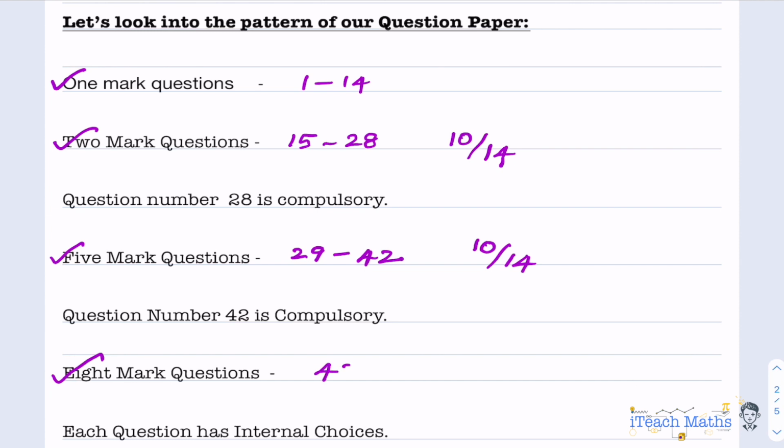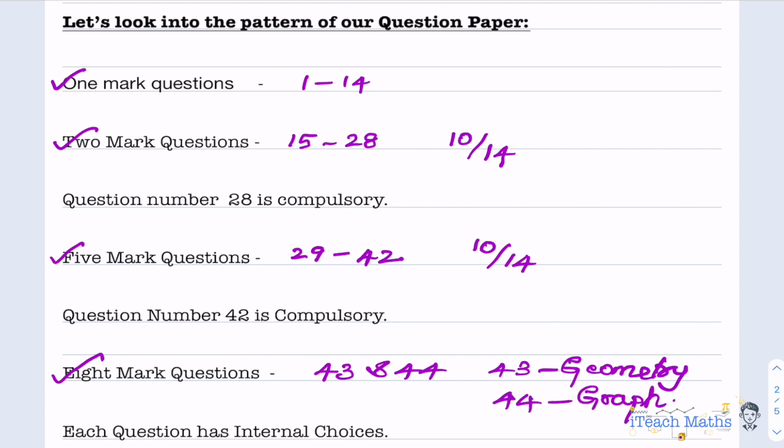They are question numbers 43 and 44. 43 is a geometry question and 44 is a graph question. Each question has internal choices and a student has to choose one from them.